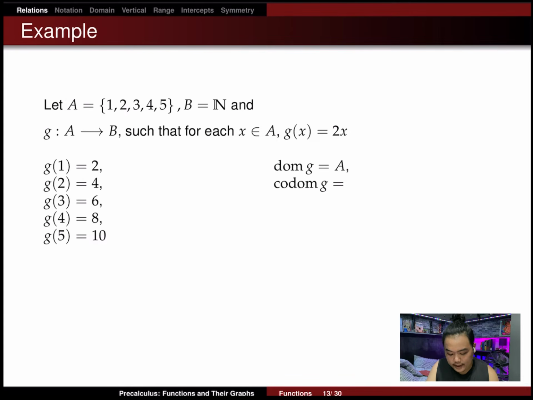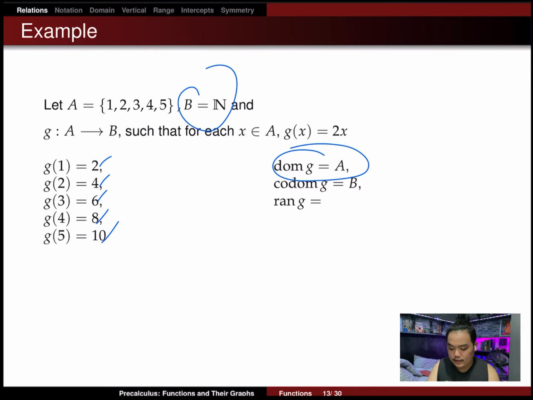And again, the domain is this set, which is A. The codomain is still B. And what is the range? The range, lahat ng mga y na lumabas pag pinasok mo lahat ng values nung nasa domain mo. So, ang ina-expect nating sagot dito, the set containing 2, 4, 6, 8, 10. So, that is the range.